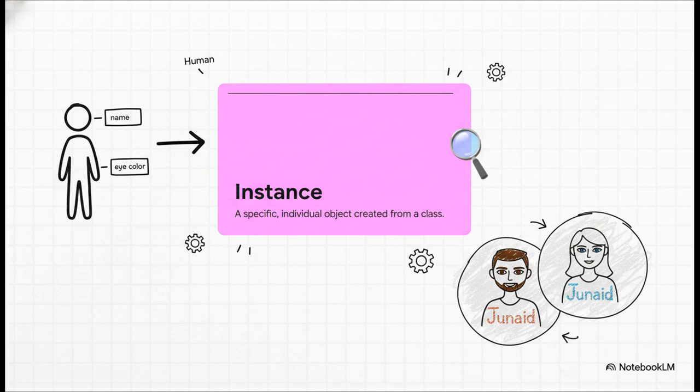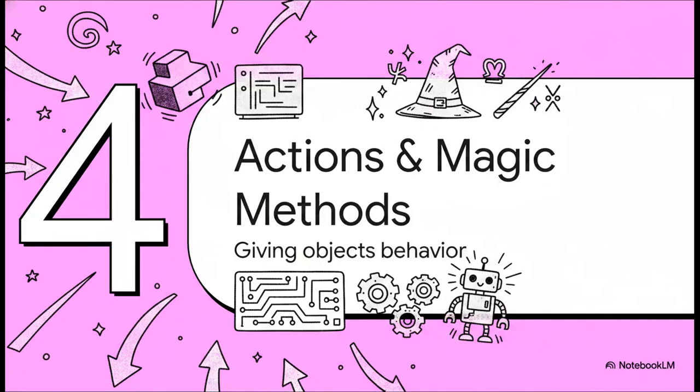So, the moment we pass the name Junaid and the eye color brown into our generic human blueprint, boom, Junaid has officially become a living instance of the human class. Section 4. Actions and magic methods. This is where we give our objects some actual behavior.